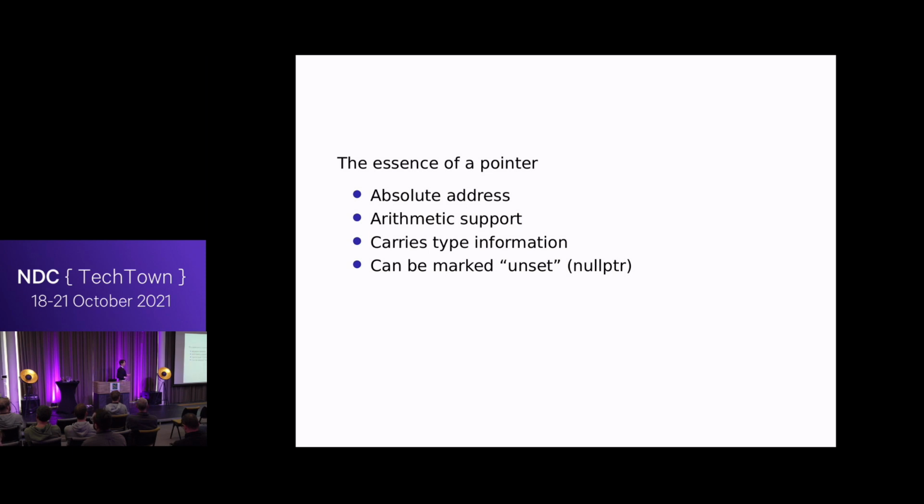Now, what are the essential properties of pointers, right? Well, they're absolute addresses. They have support for arithmetic. They carry some type information, unless it's void, which is also carrying type information. And you can mark them as sort of unset. You have this special sentinel value in the null pointer. Which properties do we really use in this case? Well, turns out we don't really use anything. We don't use the arithmetic support really. We don't really use the type information. We do work because they're absolute addresses, right? What we do use is the unset.